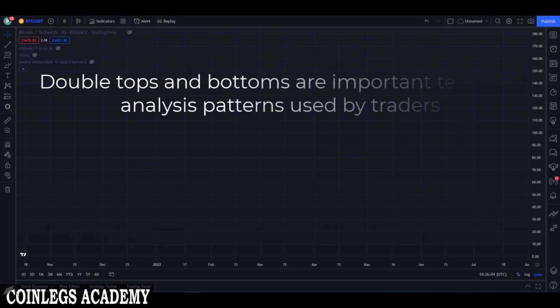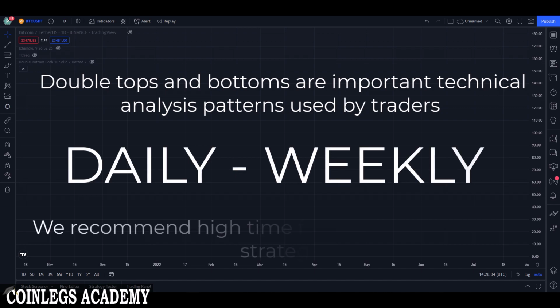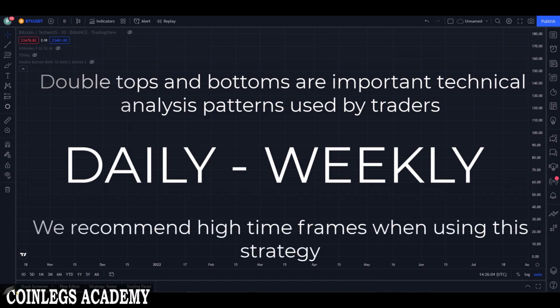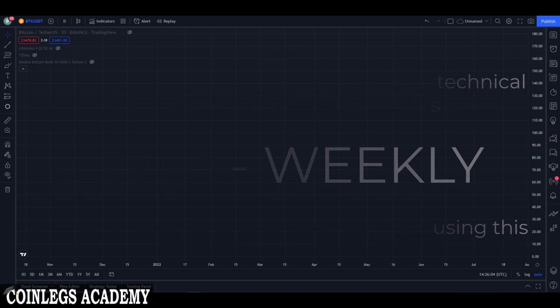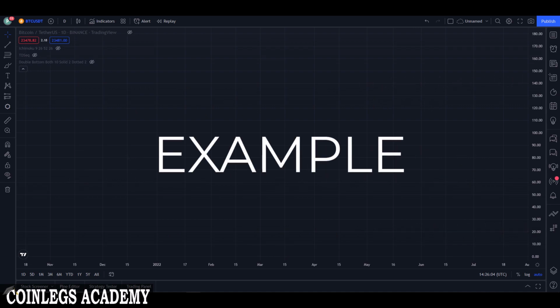Remember, double top and bottoms are important technical analysis patterns used by traders. We recommend high time frames when using this strategy. Now let's examine our double top formation through an example.